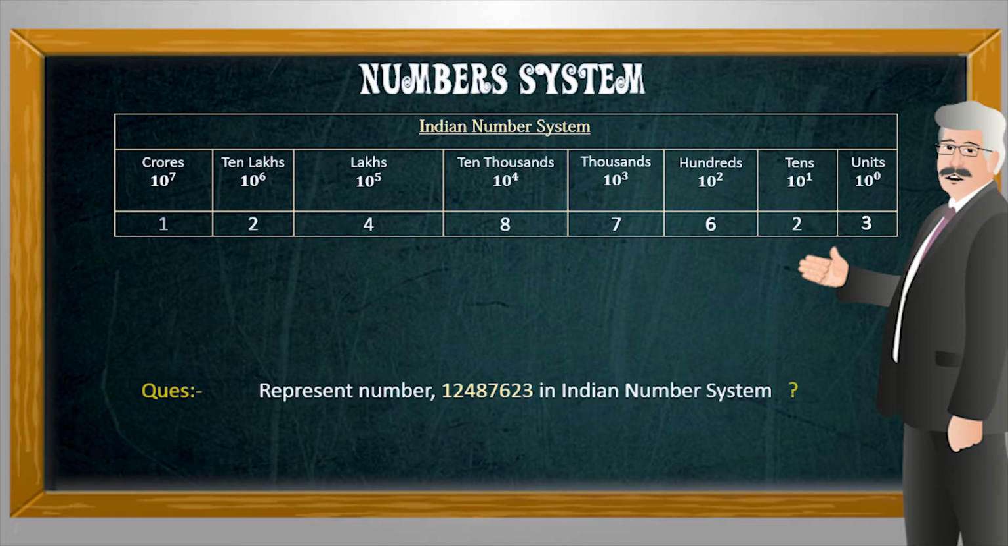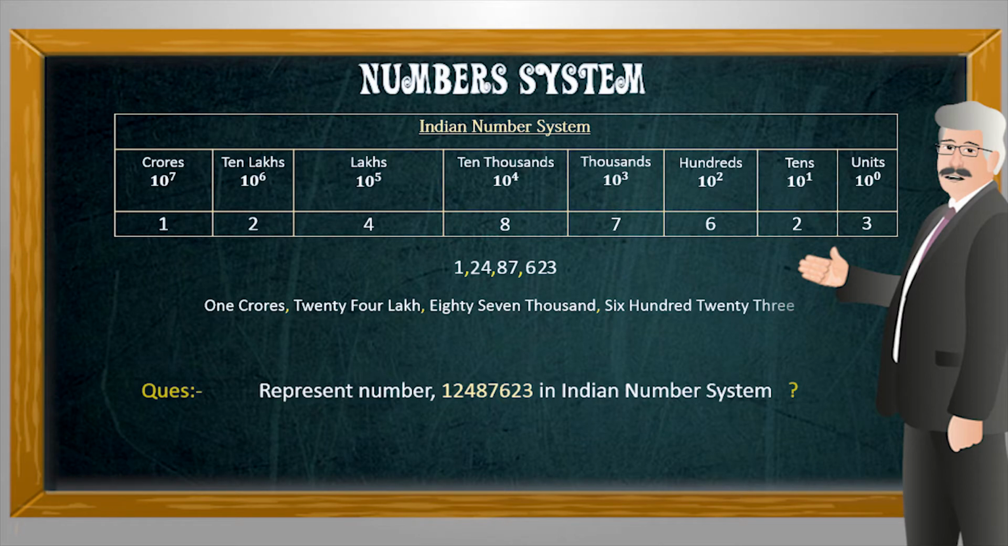Now, after placing the digits under their respective labels, we place the commas. In the Indian system, the first comma is placed after the third digit, and thereafter, the commas are placed after every second digit. So, we read this number as 1,24,87,623.